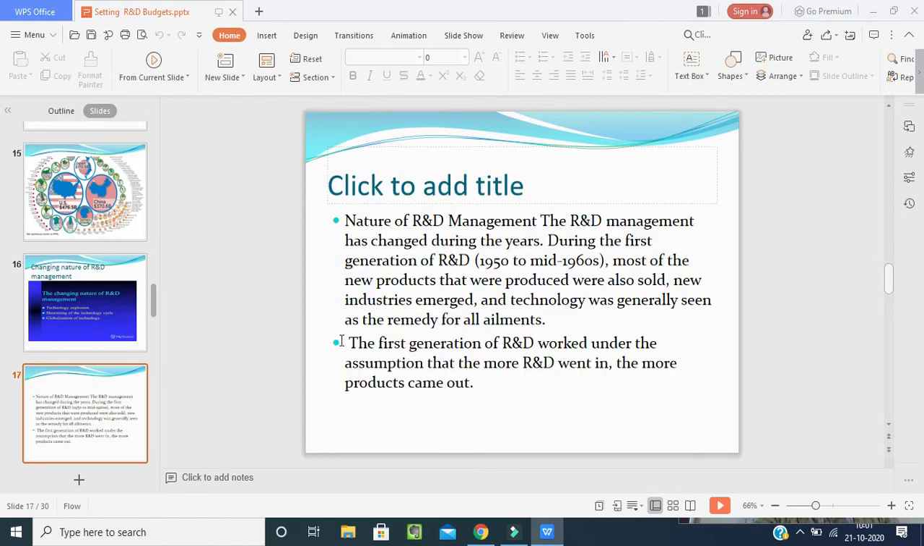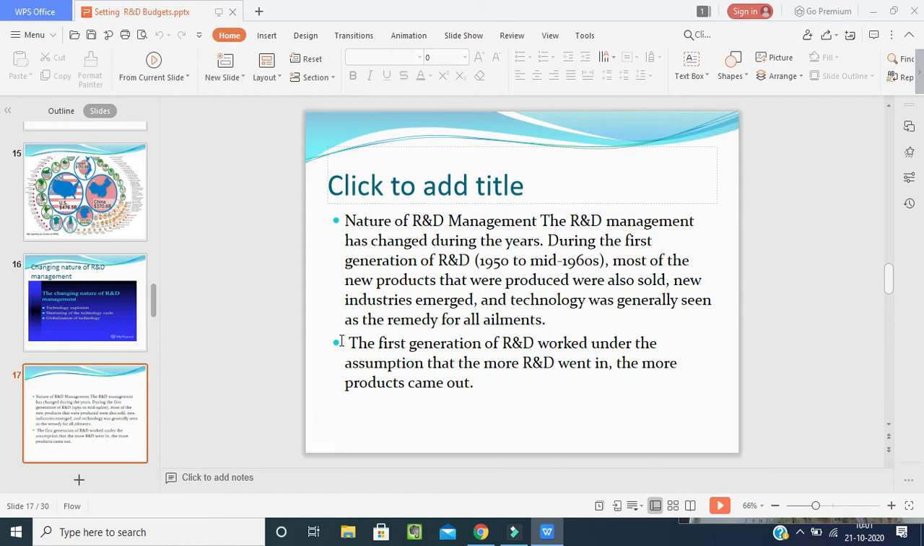Now, nature of R&D management. The R&D management has changed during these years. During the first generation of R&D, from 1950 to the mid 1960s, most of the new products that were produced were also sold. New industries emerged, and technology was also generally seen as the remedy for all ailments. See, in the first generation, what happened? The R&D department used to sell new goods as well as old products, whatever they were having. At the same time, from 1950 to the mid 1960s, new industries came, and technology was also generally embraced.